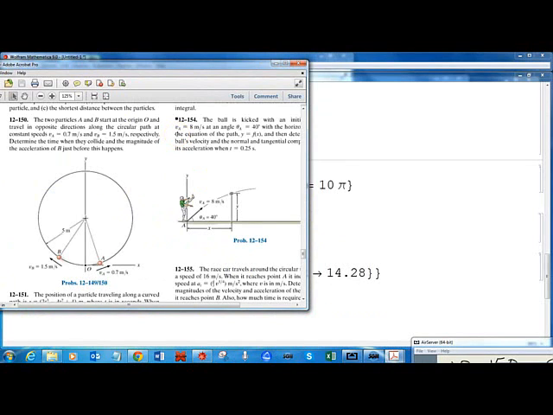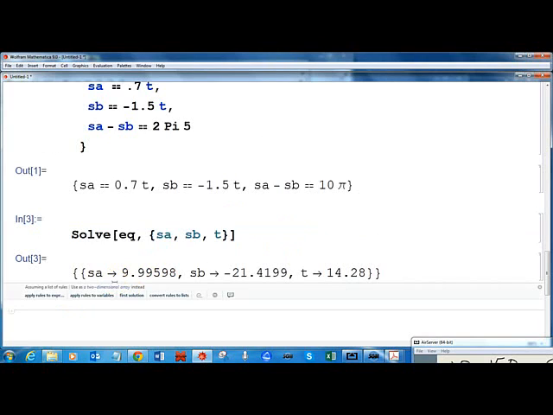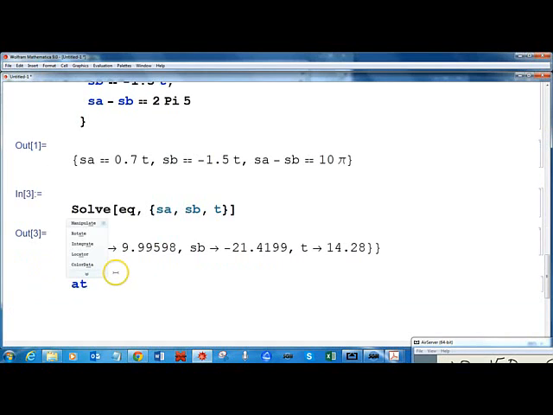Okay, so they want the time they collide, I got it. The magnitude of the acceleration of B just before it happens. So what is acceleration? Remember the formula? You're going to put it on a cheat sheet, right? You might create your cheat sheets now so that when you come to class, you know where everything is. The acceleration in tangent normal has a tangent component. Do you remember what that's equal to?